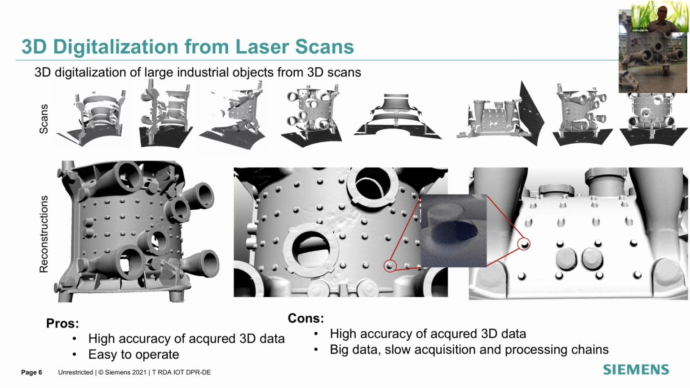If you use laser scanners or phase shift scanners or something similar, you can get really high accuracy. The laser scanners are everywhere and easy to use. The con is that this high accuracy results in a high number of 3D data points, an extremely high number of points. This big data is slow to acquire, and there is a really cumbersome processing chain involved.